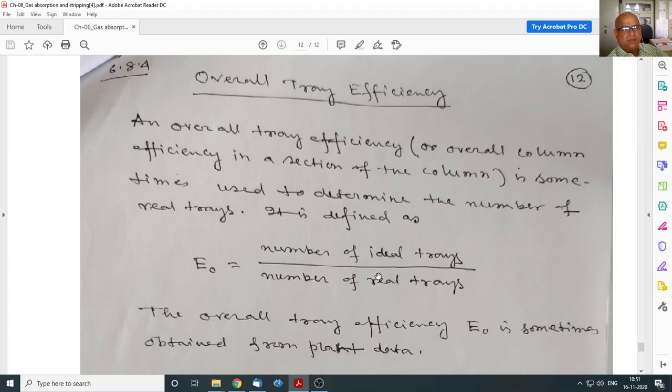So let's use this. Number of actual trays equals number of ideal trays divided by efficiency. Let's take 10 as the number of ideal trays and efficiency 0.5. So 20 will be your actual trays. So 20 times 1 meter tray spacing gives 20 meters. That will be your height. So that's the thing we are going to learn here.